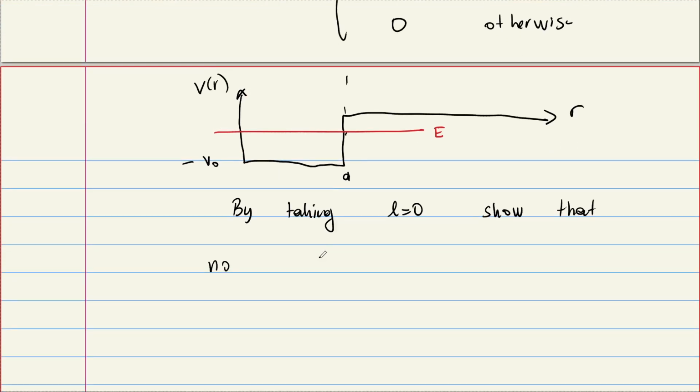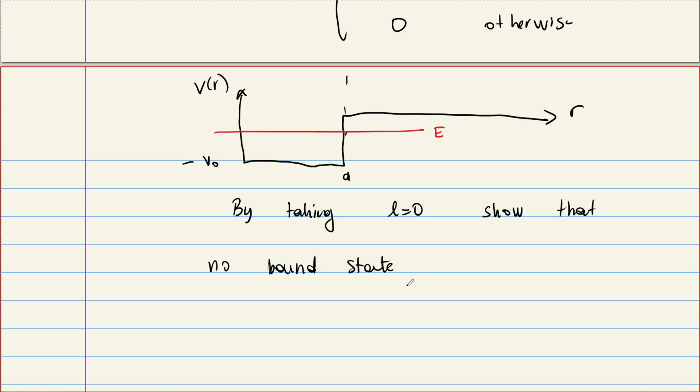Nonetheless, when we take L to be higher numbers, the chance that there are going to be bound states is lower? Yes, because bound states are generally in the lower part of the spectrum. They have lower energy, and if the minimum possible energy is not a bound state, you will say there is no bound state. Exactly. So by taking L equal to 0, show that there is no bound state.